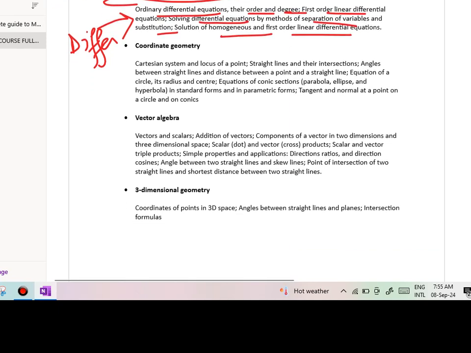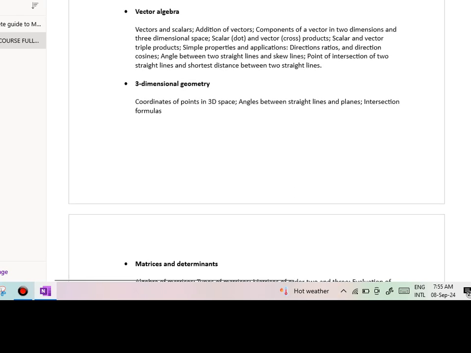Coordinate geometry is also one of the important topics: the Cartesian system and locus of a point, straight lines and their intersection, the angle between straight lines and the distance between a point and a straight line, the equation of a circle, its radius and center, and conic sections. Then vector algebra, like you have done matrices, and then three-dimensional geometry.